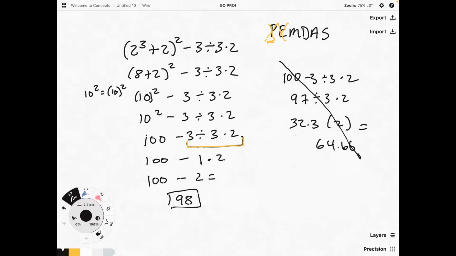Again, this is not right because this area right here is not correct. You have to do division and multiplication before you do addition and subtraction. So that's why it's very, very important to do order of operations, because your answer comes out completely different. Okay, let's look at another example.